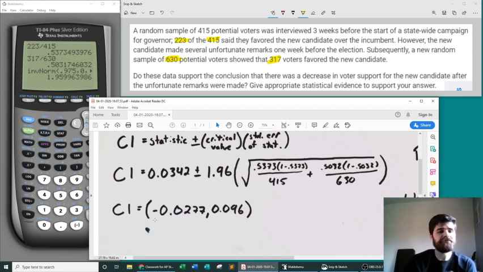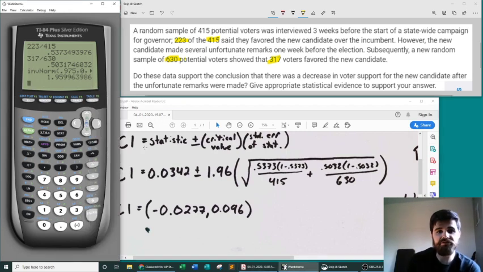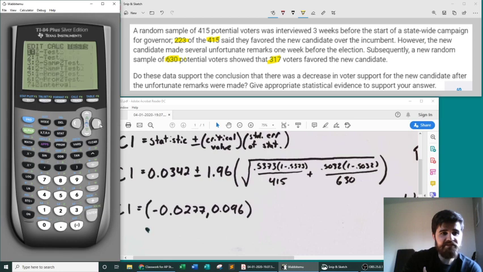So the confidence interval goes from negative 0.0277 to 0.096. I want you to pause the video and think about what this means and what our answer to the actual question is based on this confidence interval. So take a second to pause the video and think about that. Right now we're going to do the same thing in the calculator just to remind ourselves how to do something like that.